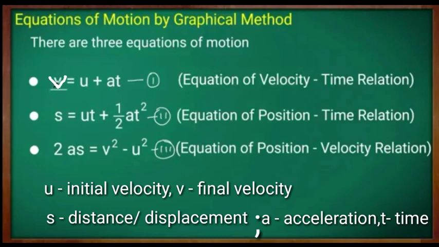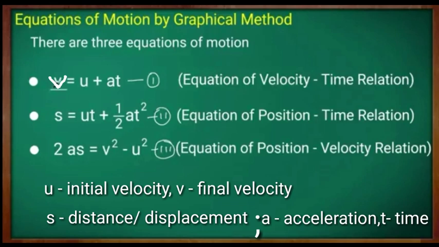Here we have three equations of motion. First one is v equal to u plus at. This is called velocity time relation. Second one is s equal to ut plus half at square. This is called position time relation. Third one is v square minus u square equal to 2as. This is called position velocity relation.